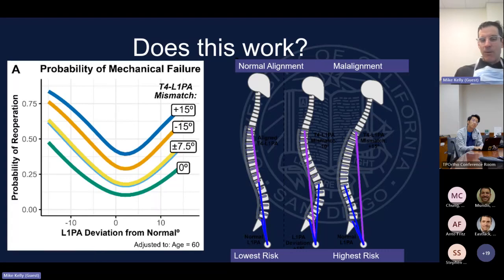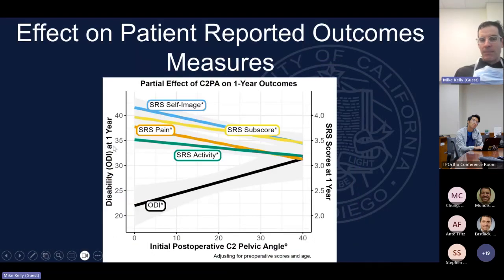As T4 becomes mismatched, then you really start running risk. And look at this: if your T4 is high, your L1PA is normal, your risk is about 40%. If they're flat and forward, look at that, you're at 50%. Really, really bad. What about the effect on patient-reported outcomes?